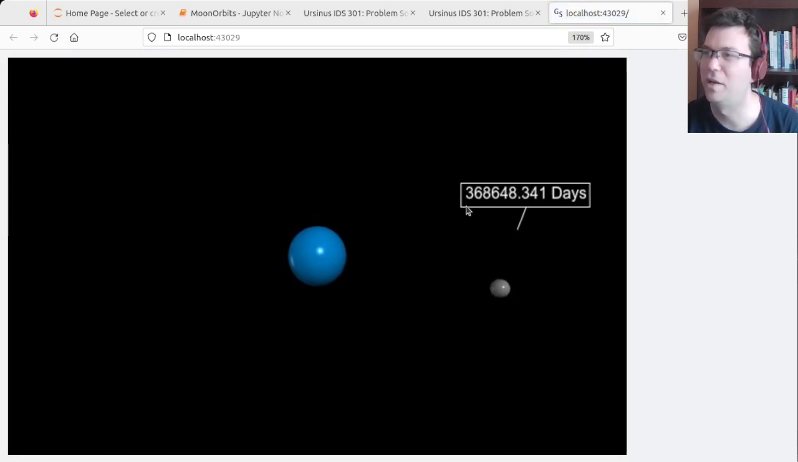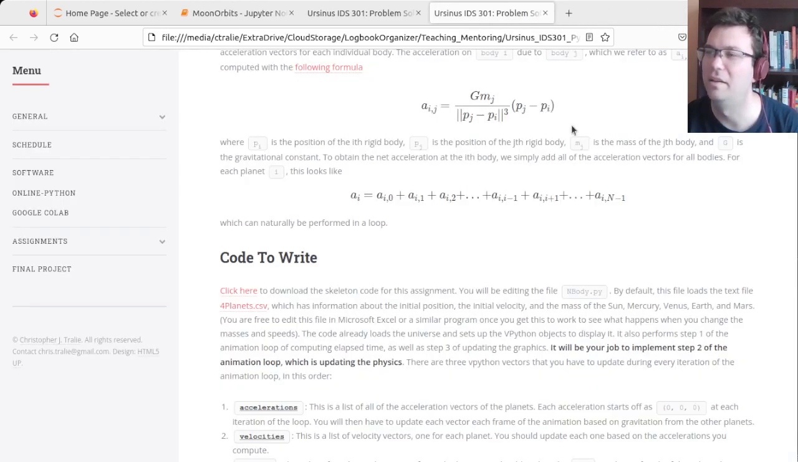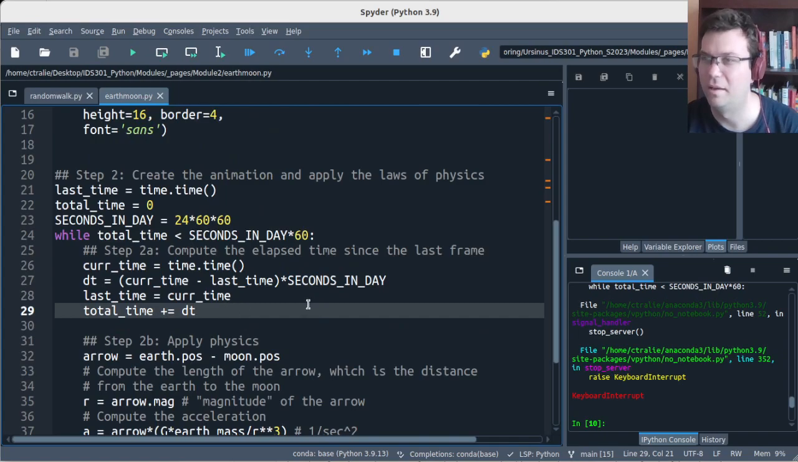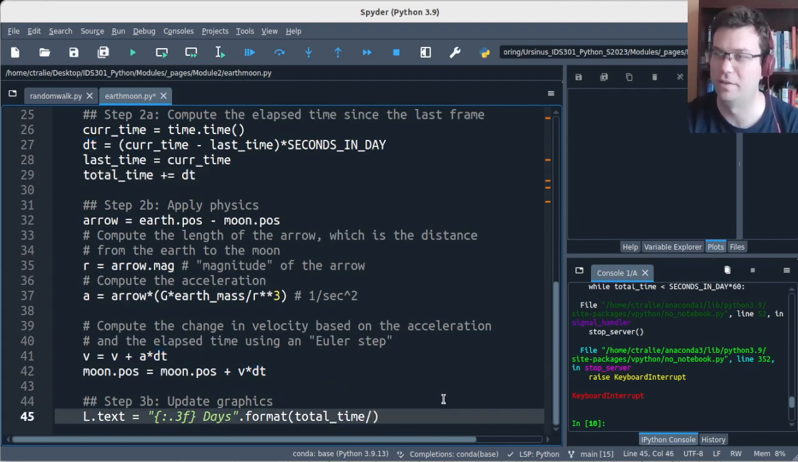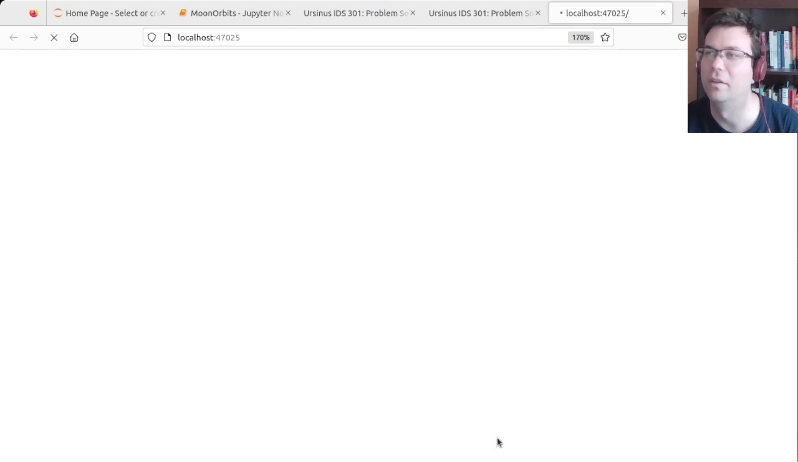I forgot to divide by... Okay, so I had sped up this time by the number of seconds in a day. So I better divide that by the number of seconds in a day if I'm going to accurately display the number of days. Okay. All right, let's try it again.